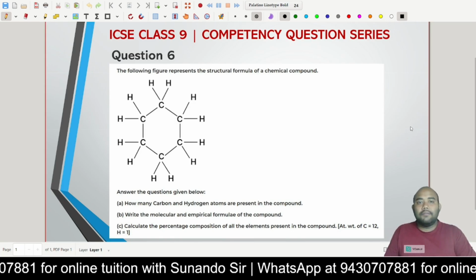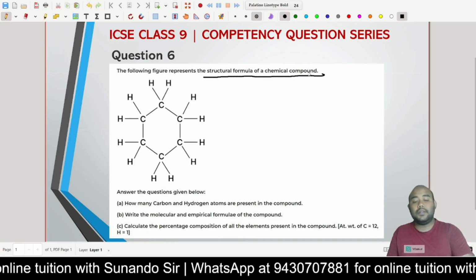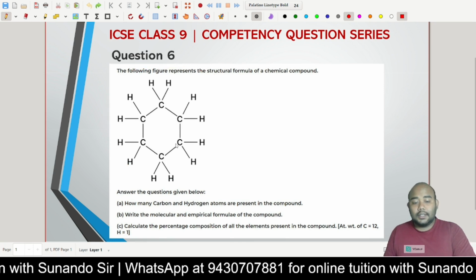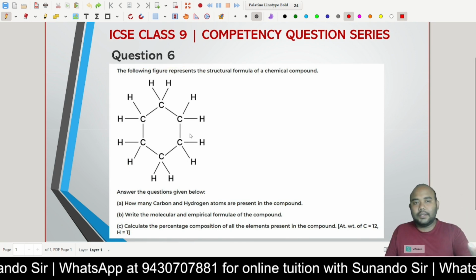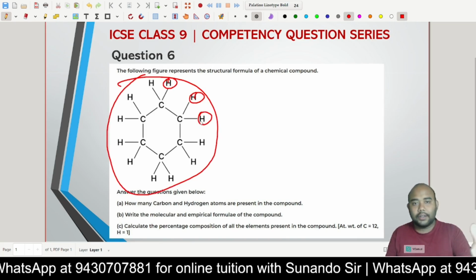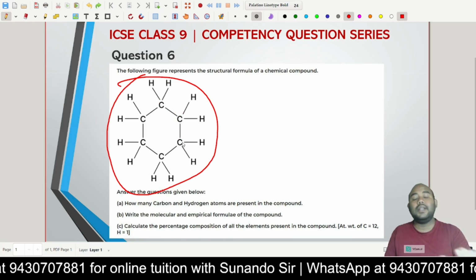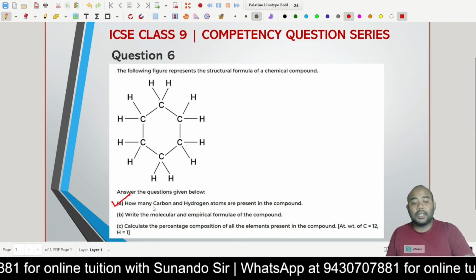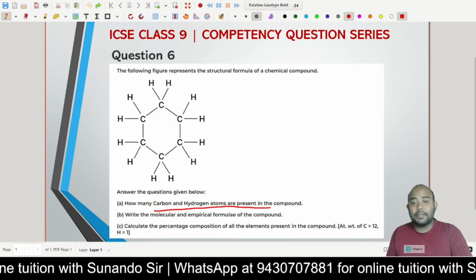The following figure represents structural formula of a chemical compound. What you can see on the screen is a structural formula of a particular compound. It is made up of a lot of hydrogen atoms and carbon atoms. Now let us see what the first question is asking us. How many carbon and hydrogen atoms are present in the compound?